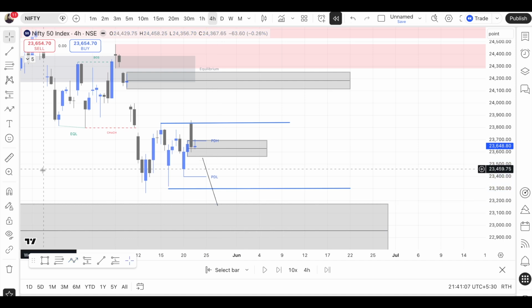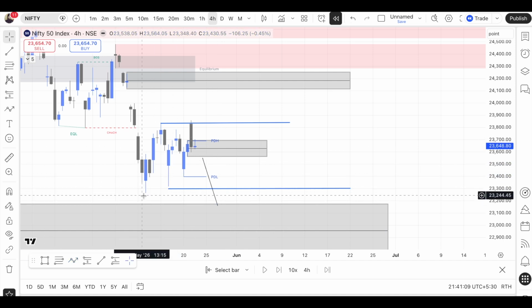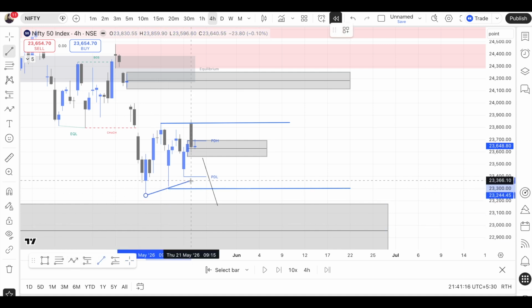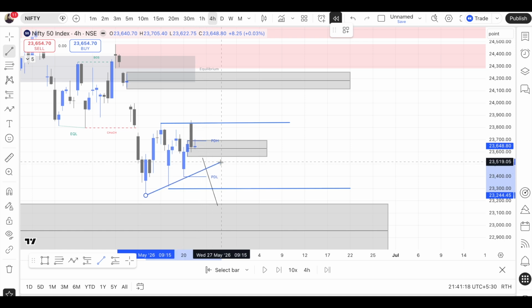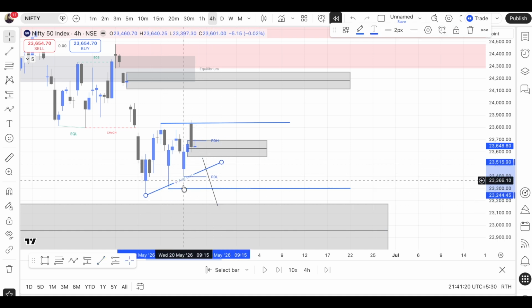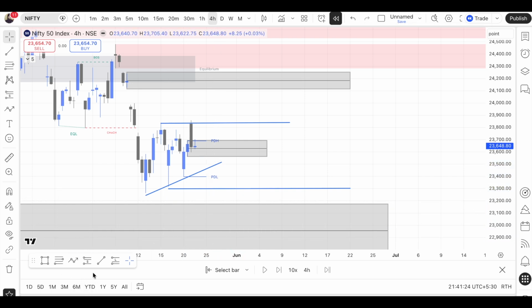There are no other open demands available, because every candle you see is being retested and there are a lot of relative equal lows. If I just draw a small line, there are a lot of equal lows sitting in the market, which will act as your liquidity.